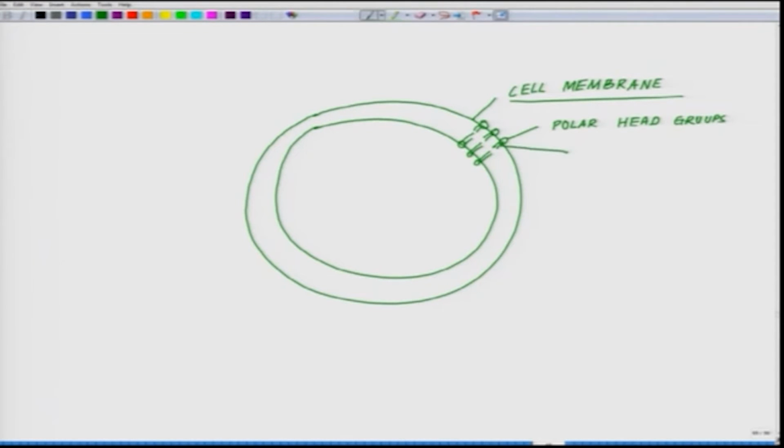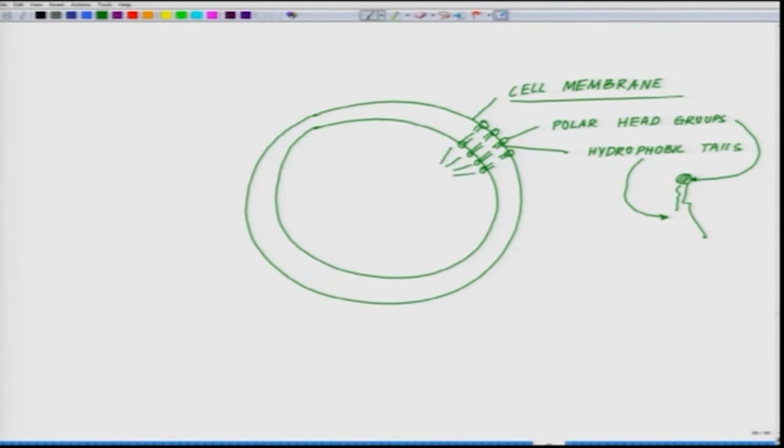It is a lipid bilayer having the polar head groups of lipids and hydrophobic tails. So, each lipid molecule is something like this. This is the polar head group and this is the hydrophobic tail. And when they self assemble, in order to minimize surface energy, all the polar head groups face either outside or inside. So, all these are polar head groups.